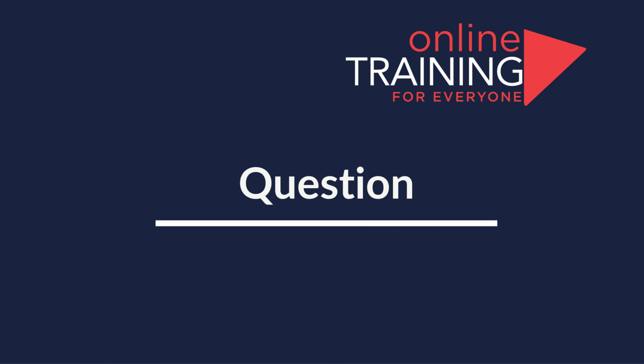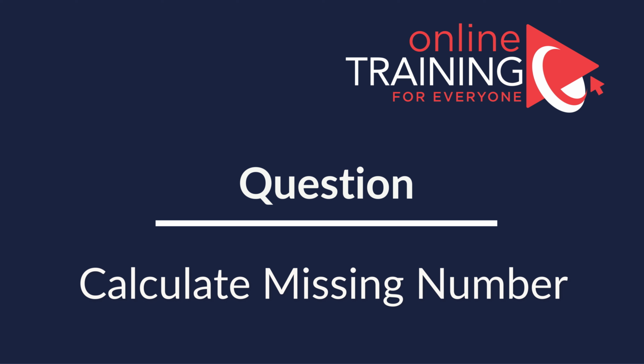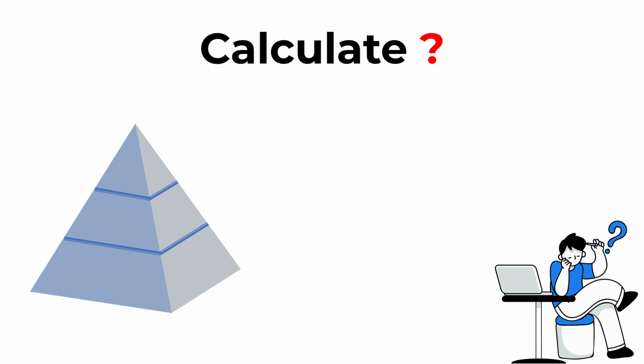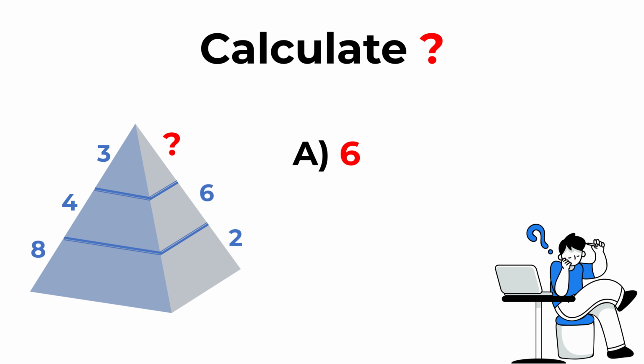Here's a cool question you frequently see on the test. You need to calculate the question mark, and you're presented with a 3-layer pyramid. On the bottom layer, you have numbers 8 and 2. On the middle layer, you have numbers 4 and 6. And in the top layer, you have number 3, and on the other side of the pyramid, you have a question mark. And this question mark can be one of those 4 values. Your choice A is 6, choice B is 10, choice C is 7, and choice D is 2.